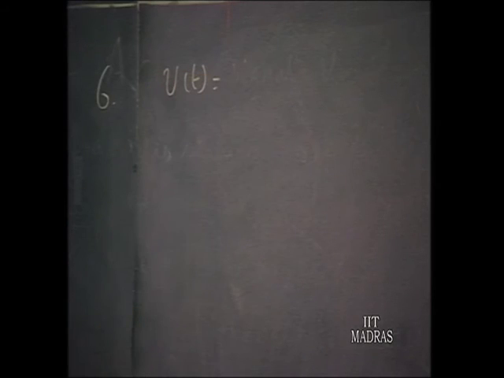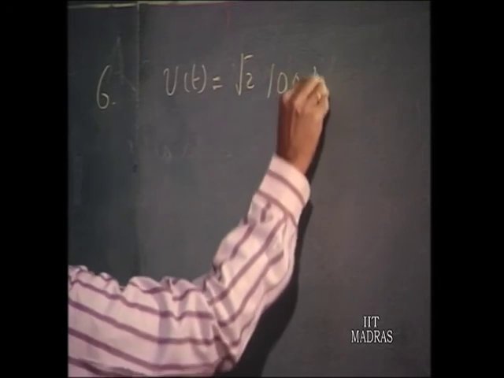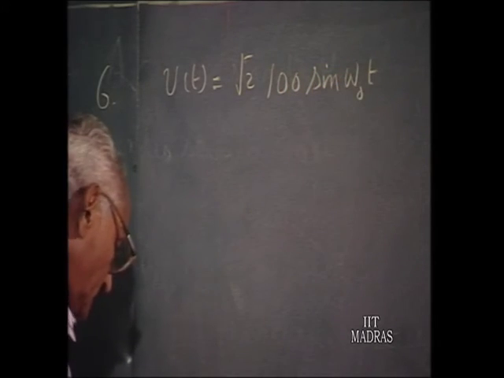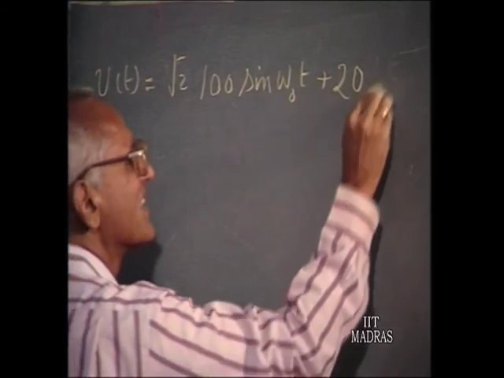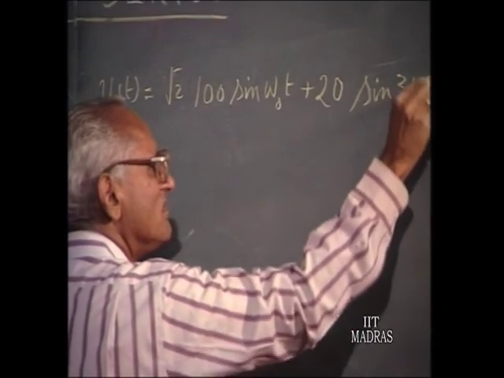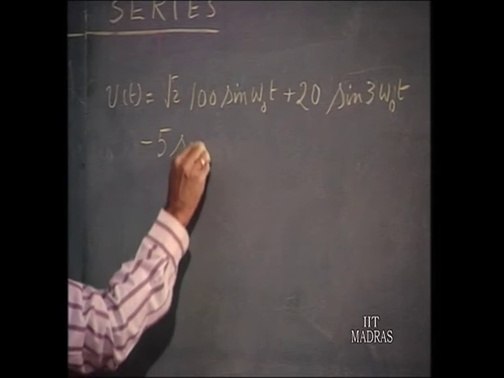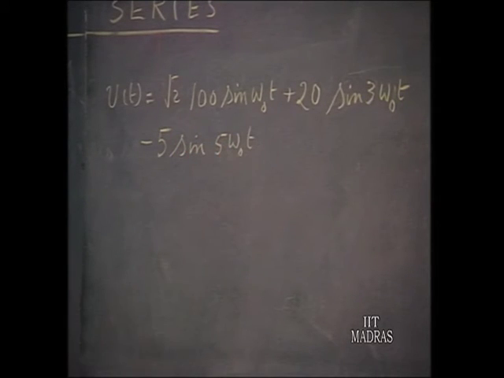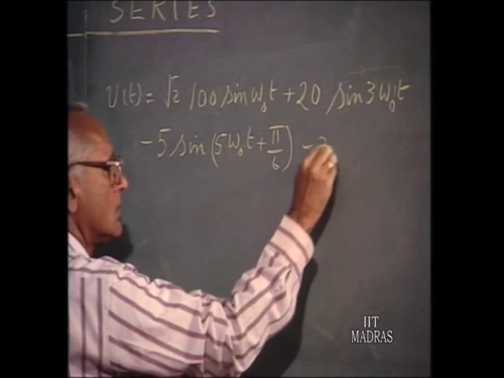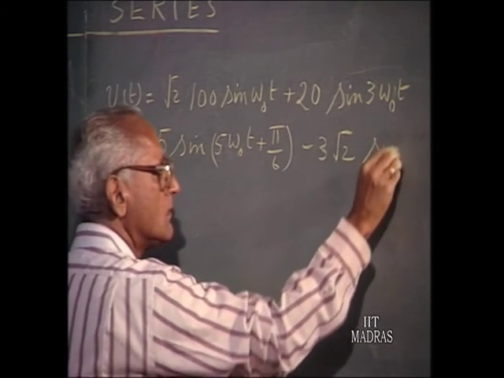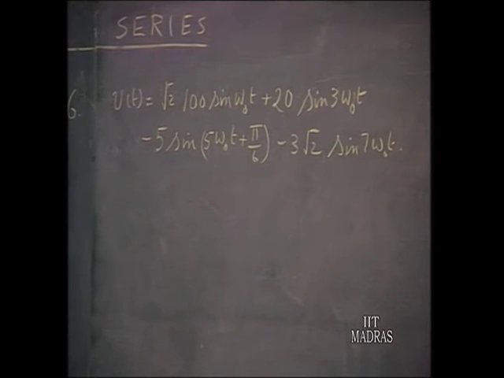Suppose you have v of t equal to root 2 times 100 sin omega naught t, plus 20 times sin 3 omega naught t, minus 5 times sin of 5 omega naught t plus pi upon 6, minus 3 root 2 sin 7 omega naught t. So, we will stop with that, up to the 7th harmonic.